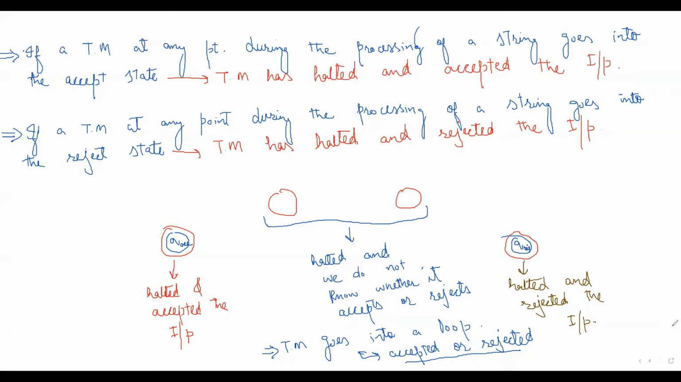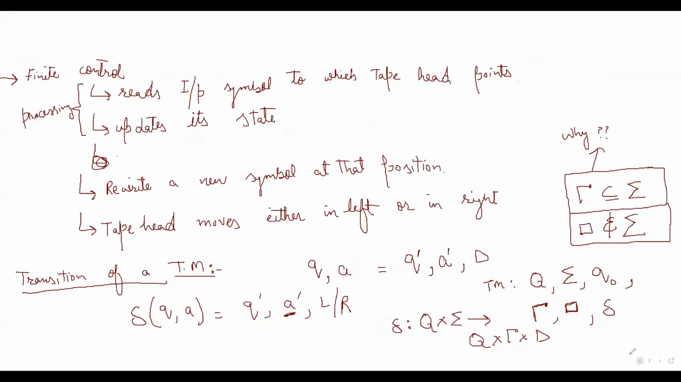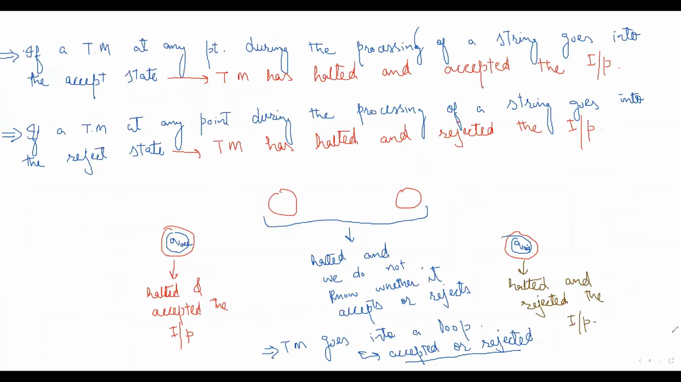Fine. The other thing that you have to keep in mind is that I made a small mistake here. So let me rub this out. Basically it should be the other way around. Sigma is a subset of the tape alphabet. Fine. So this was all about a Turing machine, a brief discussion about a Turing machine.